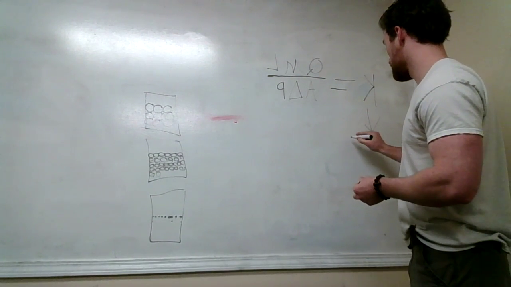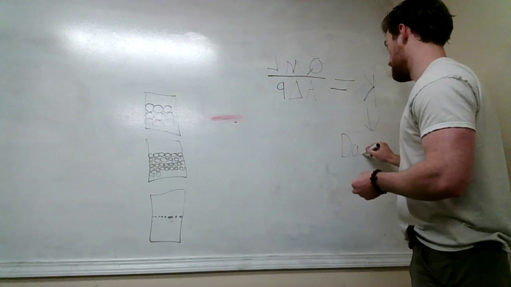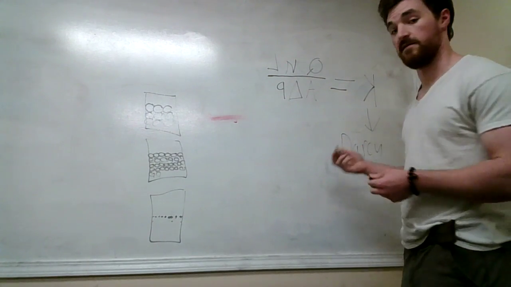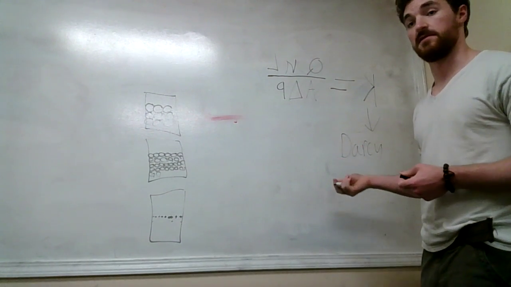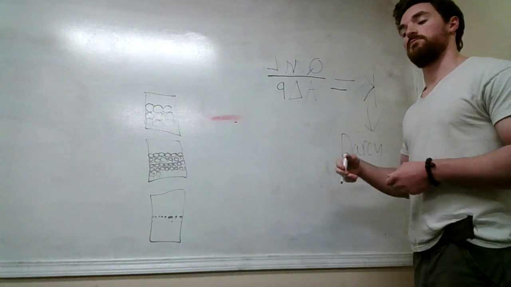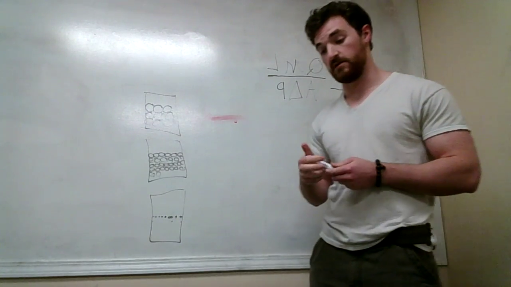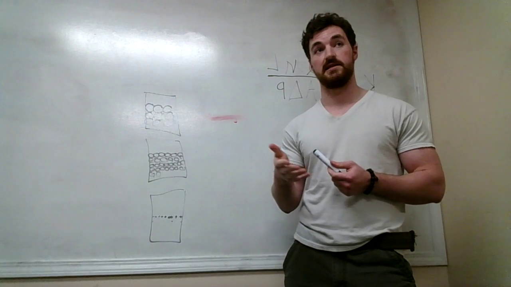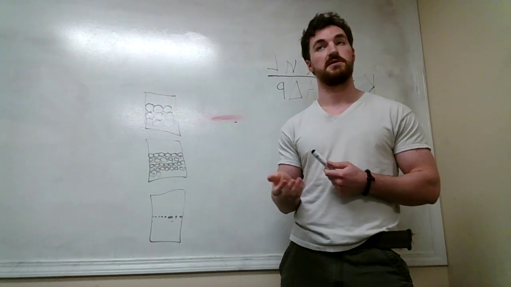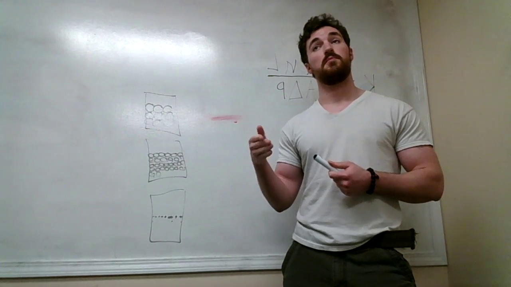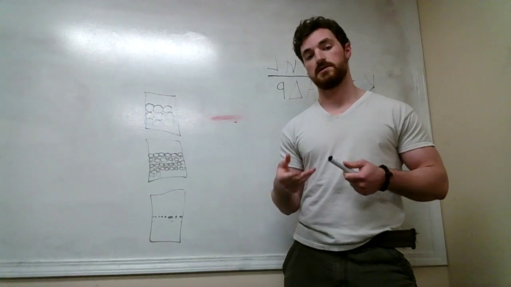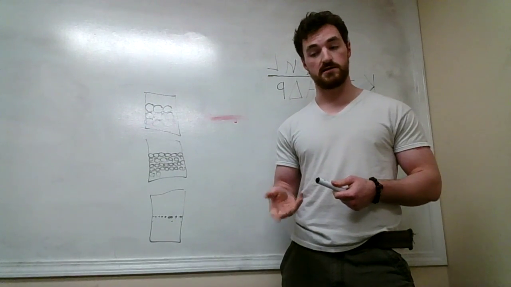K is commonly in units of Darcy, named after Henry Darcy, obviously. With real rocks, we don't use Darcys unless it is basically too good to be true. Most rocks have 0.00 something Darcys, so we simply use millidarcies.